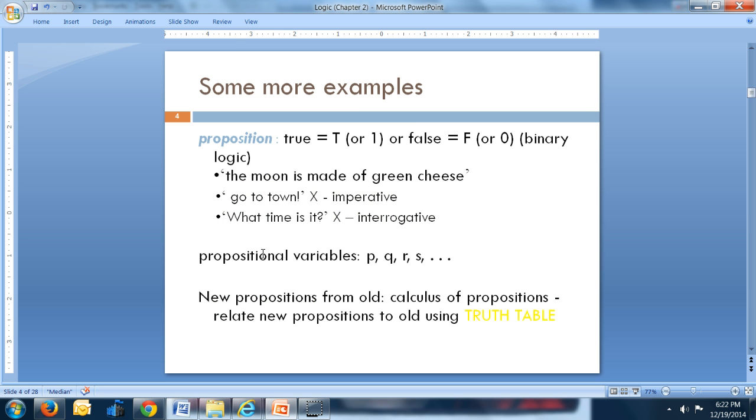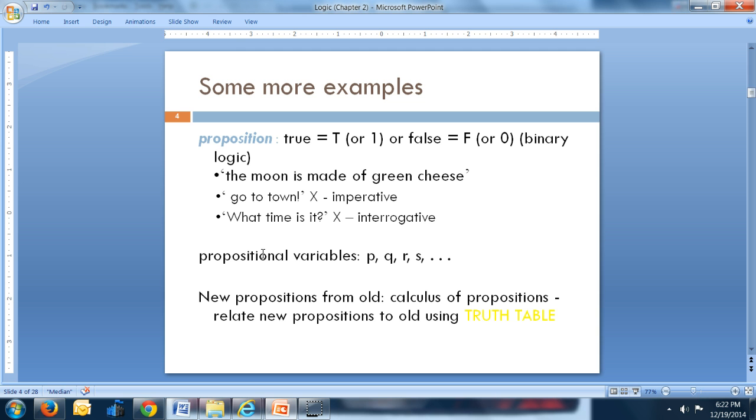Here are some more examples. A proposition could be true, we refer to this one by the letter capital T, or false by the letter capital F. In some other binary notations, we can use 1 for true and 0 for false.